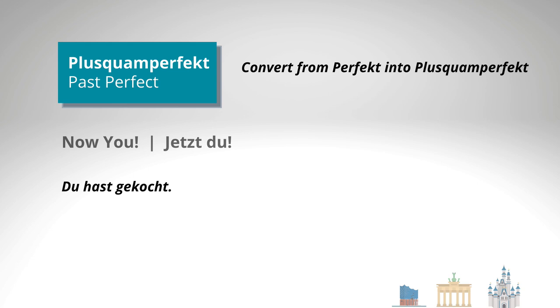The correct solution would be Du hattest gekocht. Our Hilfsverb is haben in its second person singular. Du hast. And all we need to do is convert it into its Präteritum form, which would be du hattest. The Partizip 2, gekocht, would stay the same. Du hast gekocht is you have cooked, and du hattest gekocht is you had cooked. Are you ready for one final example?